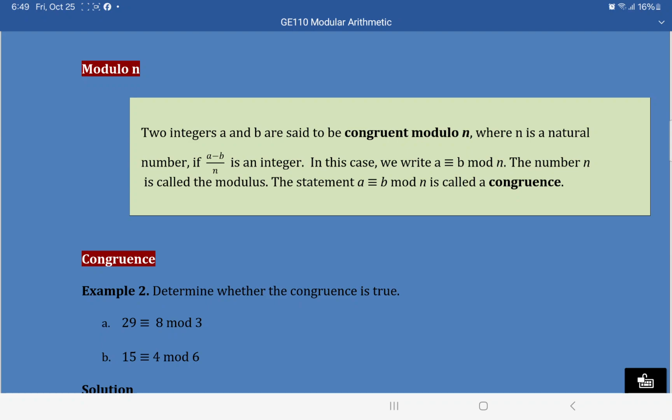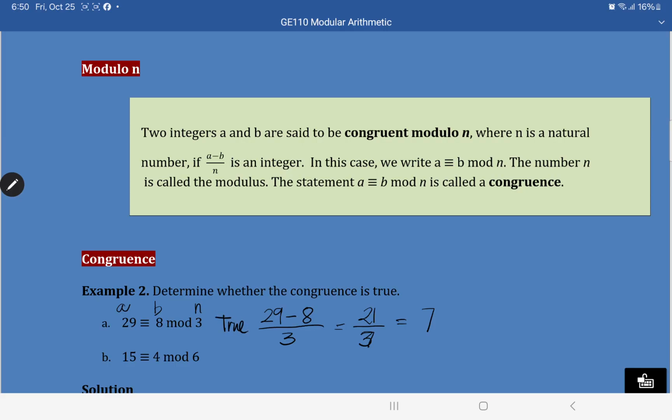So, for example, determine whether the congruence is true. 29 is congruent to 8 modulo 3. So 29 here is our a, b is 8, and n is equal to 3. So we need to know if the quotient of the difference of a and b over n is an integer. So we have a, which is 29, minus b, which is 8, and then we divide this by 3. So 29 minus 8 is 21, divided by 3, and then we have 7, which is an integer. Therefore, we would say that the congruence 29 congruent to 8 modulo 3 is a true congruence.